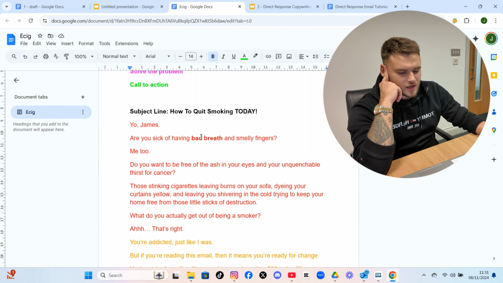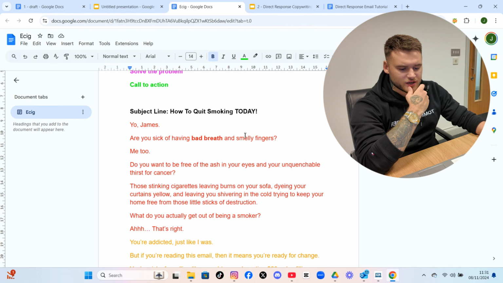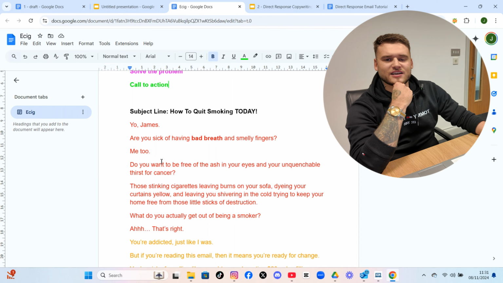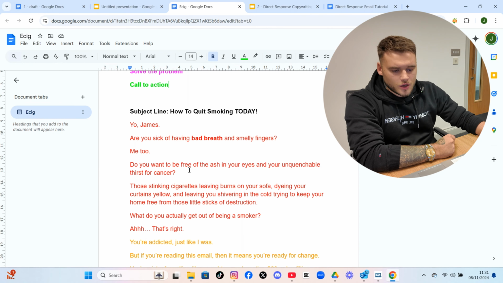Me too. Do you want to be free of the ash in your eyes and your unquenchable thirst for cancer? Those stinking cigarettes leaving burns on your sofa, dyeing your curtains yellow, and leaving you shivering in the cold trying to keep your home free from those little sticks of destruction. What do you actually get out of being a smoker? Ah, that's right, you're addicted. Just like I was.